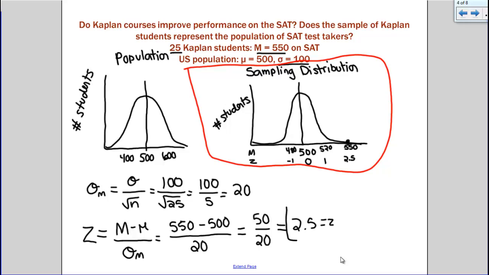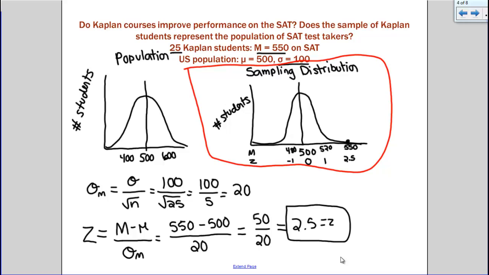So we would say yes, the sample of students is extreme and does not represent the population of SAT test takers because now they're better than the population because they took Kaplan test prep. So this is a very close example to what you're going to be doing when we do hypothesis testing. The only difference is we're going to have a specific value that z has to meet to be called significant.